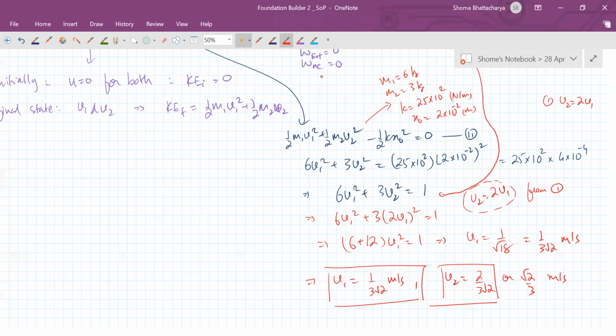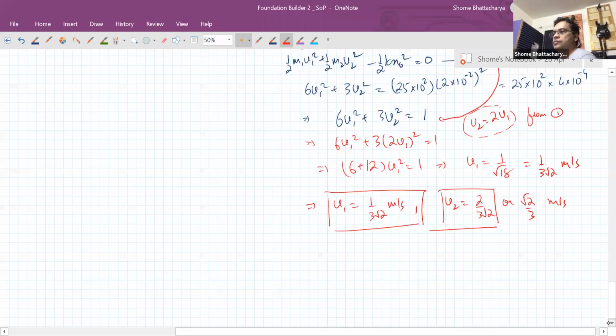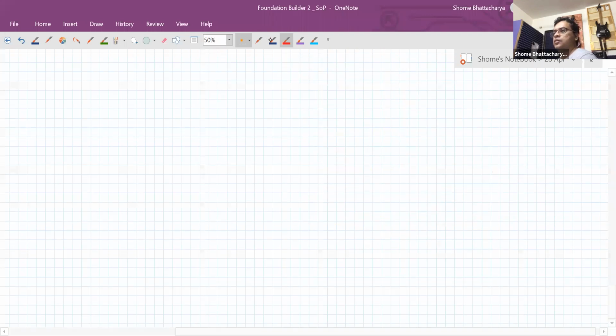Yes, sir. Done. Okay. So this is like one very standard type of situation of the application of conservation of linear momentum. Now let's look at another situation. Conservation of linear momentum.